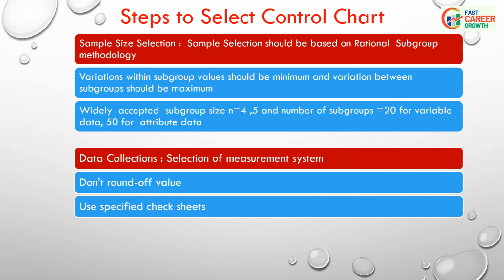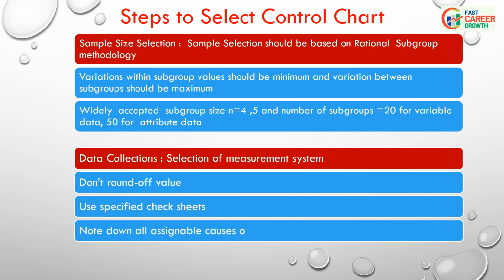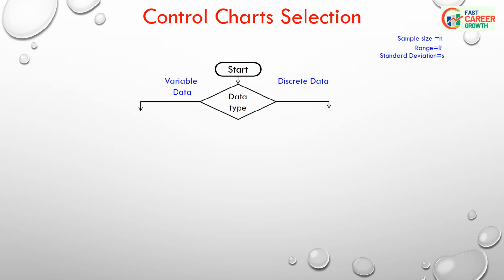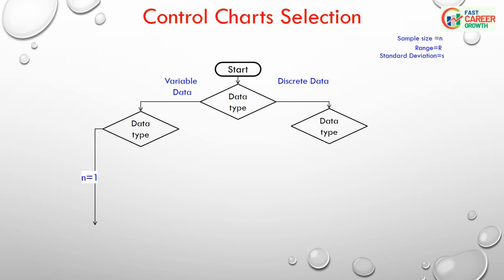For selection of the right control chart you have to follow a few steps. First note what is the sample size, what is the range value, and what is the standard deviation value. After this you have to see the data type, whether it is variable data or discrete data. If it is variable data, then see what is the sample size. If the sample size n is equal to 1, then use X bar MR chart. If the sample size n is greater than 10, then use X bar S chart.